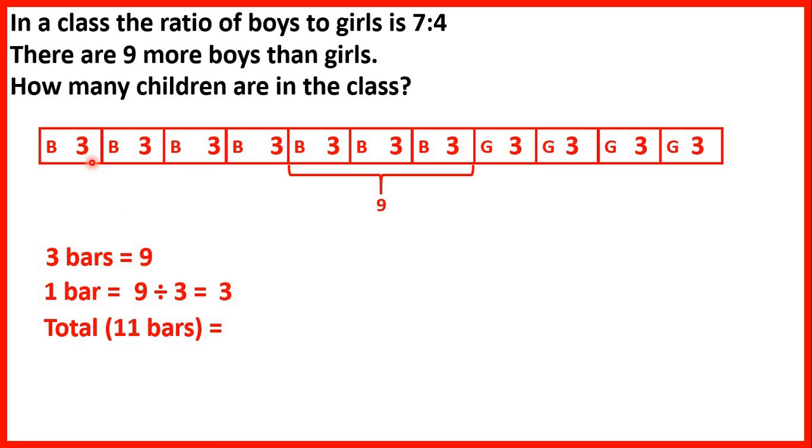Now we have 11 bars altogether, so we have 3 times 11, so that's 33 children in the class. There are 7 times 3, so 21 boys, and 4 times 3, so 12 girls.